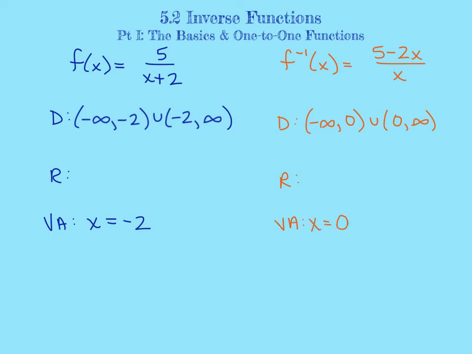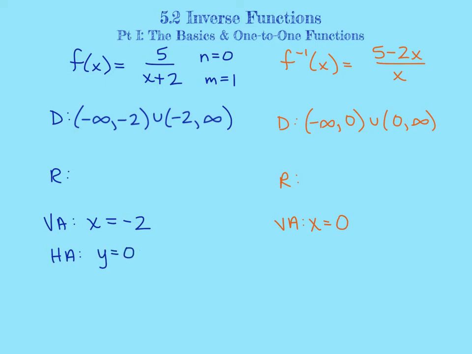Next, we want to take a look at the horizontal asymptotes, if we have any. Remember, the rules for horizontal asymptotes are looking at the degree of both the numerator and the denominator. So the degree of our numerator here, n, is actually 0 because there's no x up there, and the degree of our denominator, m, is 1. So since n is less than m, our horizontal asymptote is the x-axis, the line y equals 0.